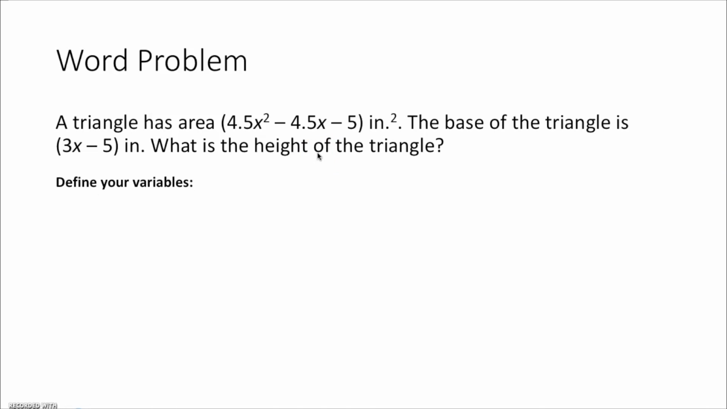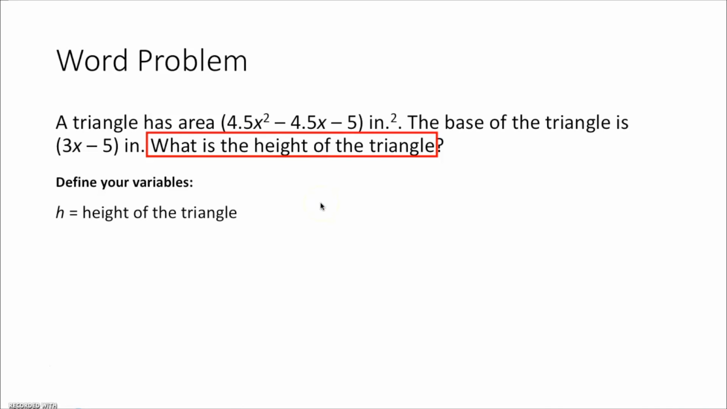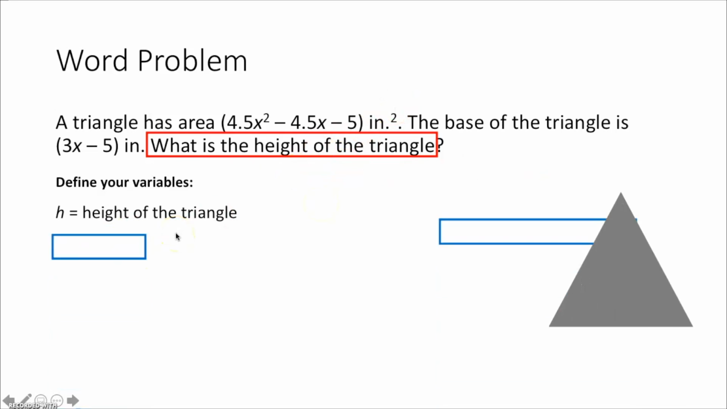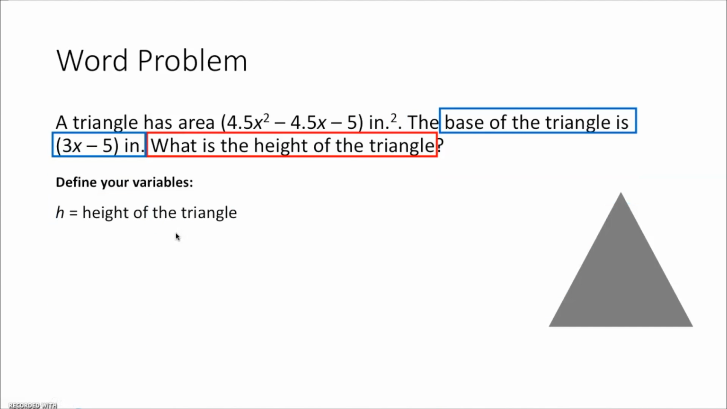Step 2, we got to define our variables. So what is the question asking? It's asking us, what is the height of the triangle? So what we're going to do is say h is equal to the height of the triangle. That's what we're trying to find. Sweet. Does it give us anything else that we should create a variable for? Well, it says the base of the triangle is 3x minus 5. So we'll say b is equal to the base of the triangle.